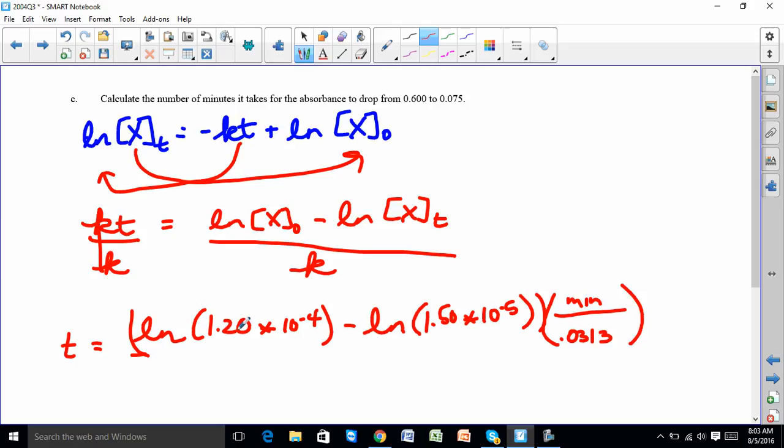And again, you'll see unitless, unitless, unitless, minutes is on the top. We're solving for a time. And if you put that in your calculator, you will get 66.4 minutes. Again, I think you should only have 2 sig figs, because remember, but this is what the scoring line has.